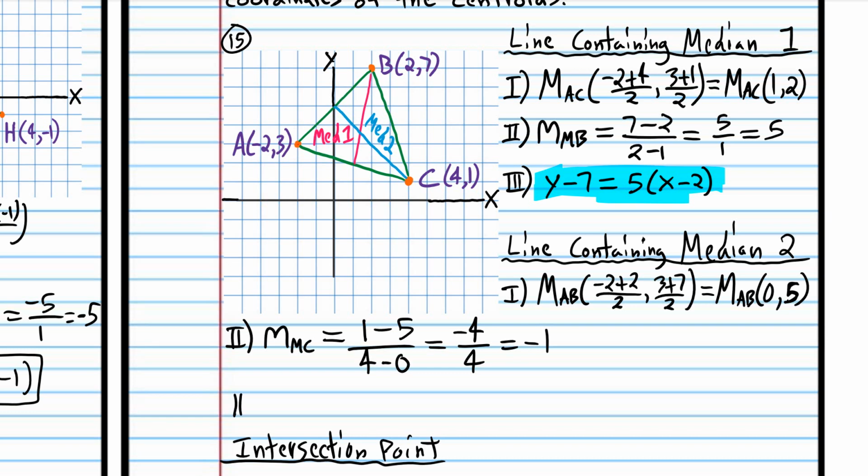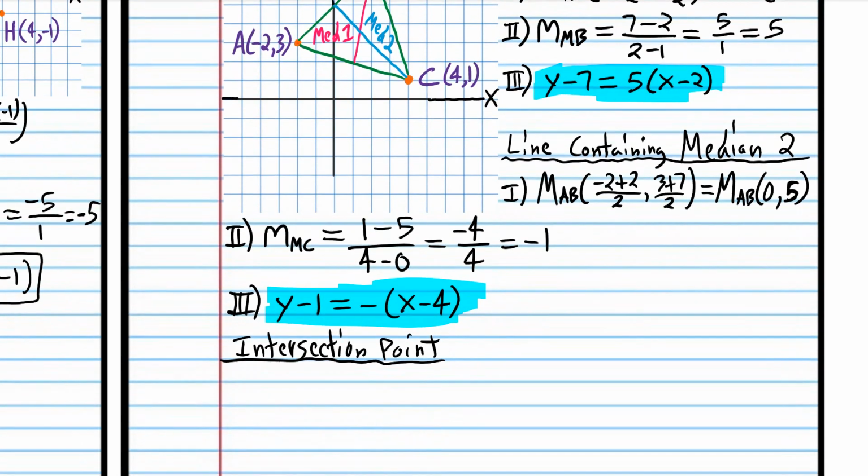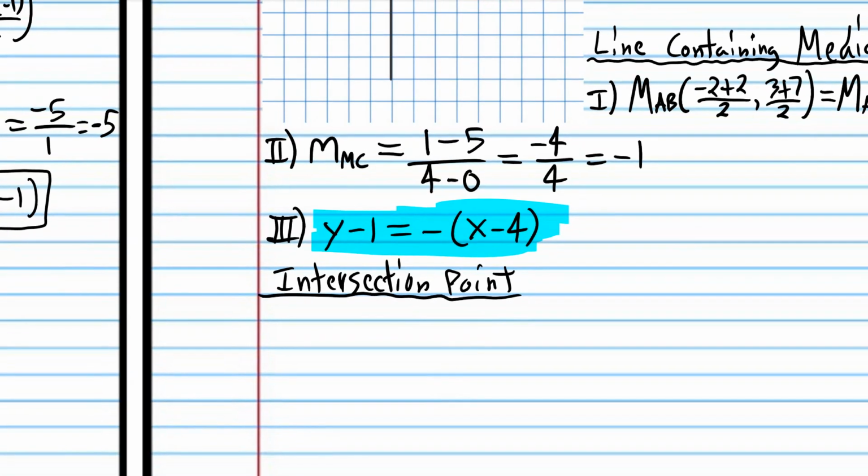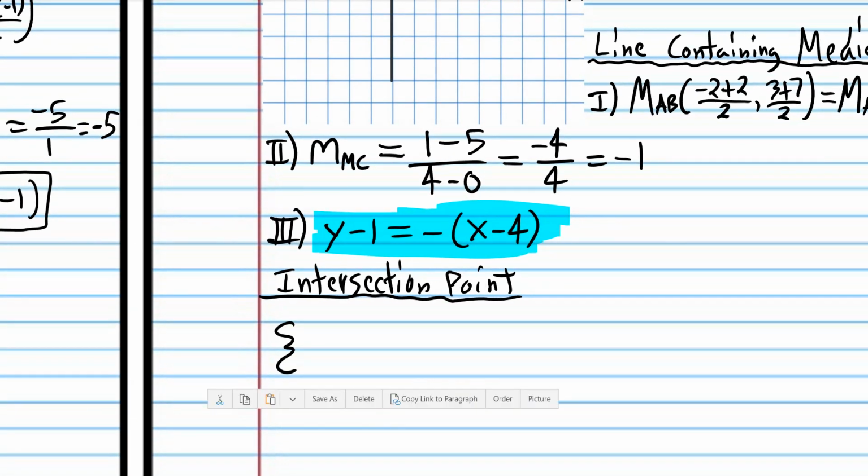So now we can write the equation of the line in point-slope form because we have the slope and we have not just 1 point, but we have 2 points. So I'm going to use point C. So we have y minus 1 is equal to negative 1 times x minus 4. And that looks right. So that's the equation of the line containing median 2. Now the process is just like what we did in the previous problems. We're just going to write a system of equations and solve it to find the coordinates of the centroid.